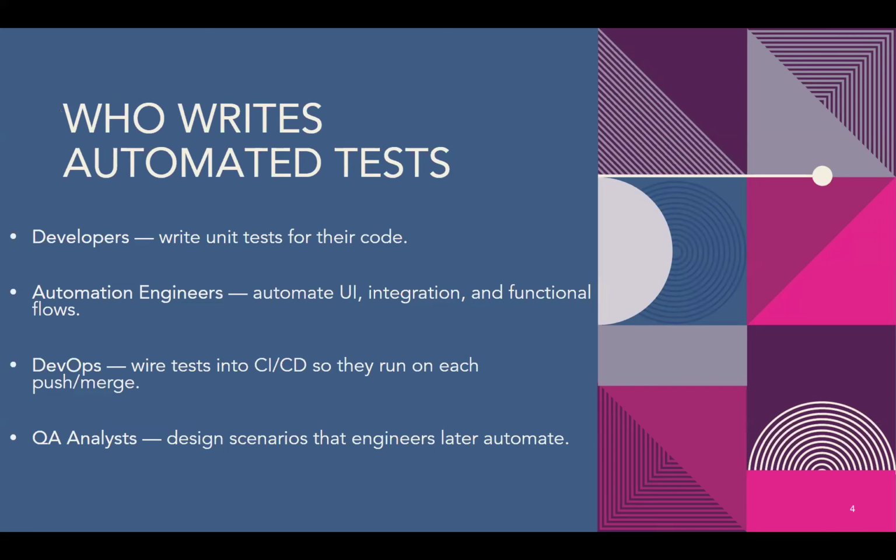So who writes these tests? There are a couple of different roles that contribute to automated testing in a software project. Developers write unit tests for their own code. Automation engineers handle UI, integration, and functional automation. DevOps engineers integrate the tests into continuous integration and continuous deployment processes so that they run with every commit. Quality assurance analysts design detailed test scenarios that developers and automation engineers later implement.